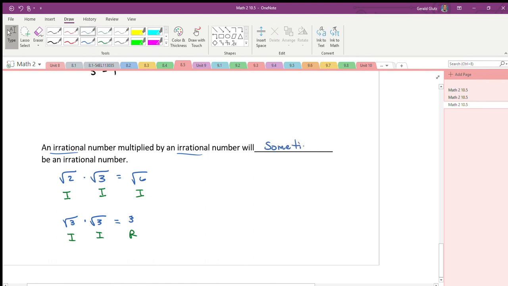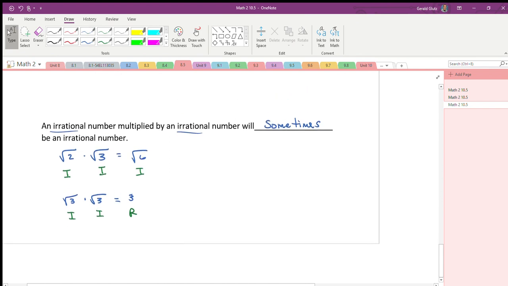So sometimes when you multiply those two together, you will get an irrational number. And that is it for today's notes.